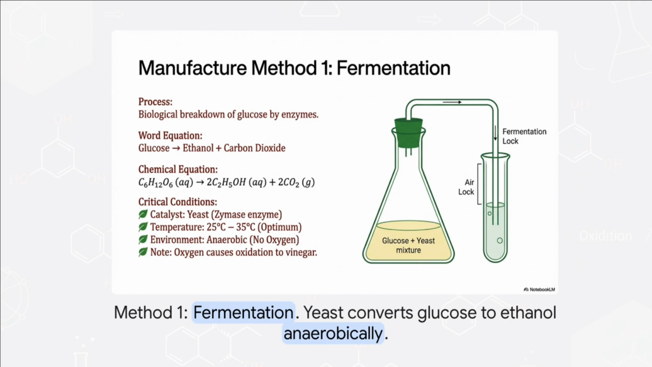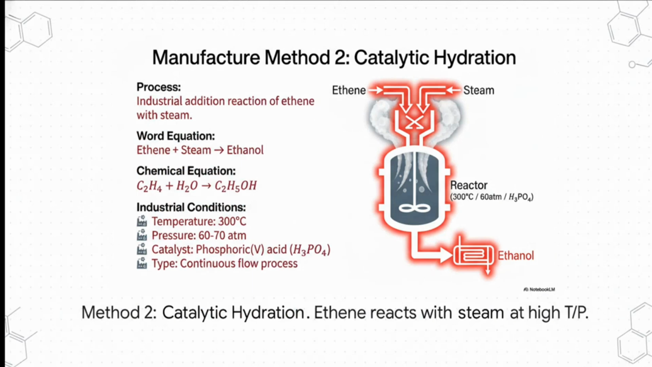You've got enzymes and yeast that take glucose, sugar basically, and convert it into ethanol and carbon dioxide. The conditions here are pretty gentle. You need a yeast catalyst, a nice warm temperature between 25 and 35 degrees Celsius, and, this is critical, it has to be anaerobic. That means absolutely no oxygen. Why? Because if oxygen gets in, the whole thing goes wrong and you end up making ethanoic acid, which is just vinegar.